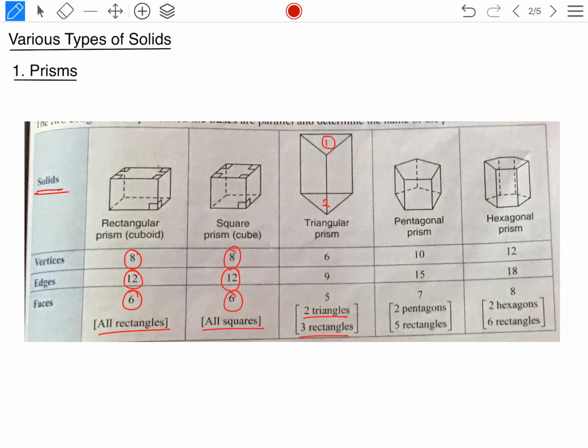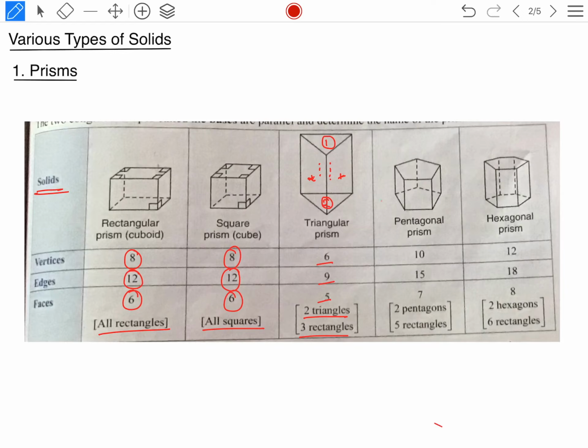This is one triangle, then this is another triangle. Okay, and there are all 3 rectangles. 3 rectangles means this is one rectangle, this is another rectangle, and one rectangle is in the back side. Okay, in the back side you have to imagine this. Okay, 3 rectangles. Understood? So here 6 vertices are there, 9 edges are there and 5 faces are there.